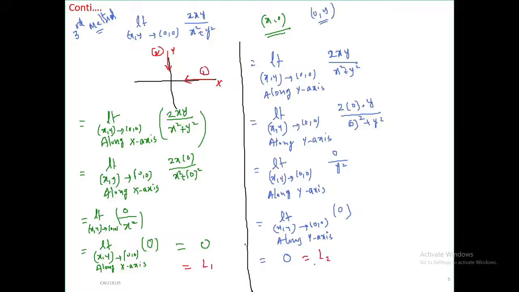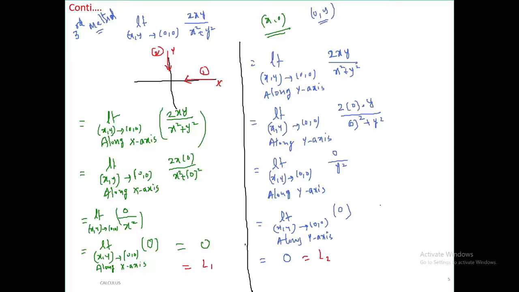Okay. Now what can you say here? Along L2 you are getting the same. So we are having same limits, right? L1 is 0 and L2 is 0. So can I say that, so limit value is same, therefore the limit exists for this function.